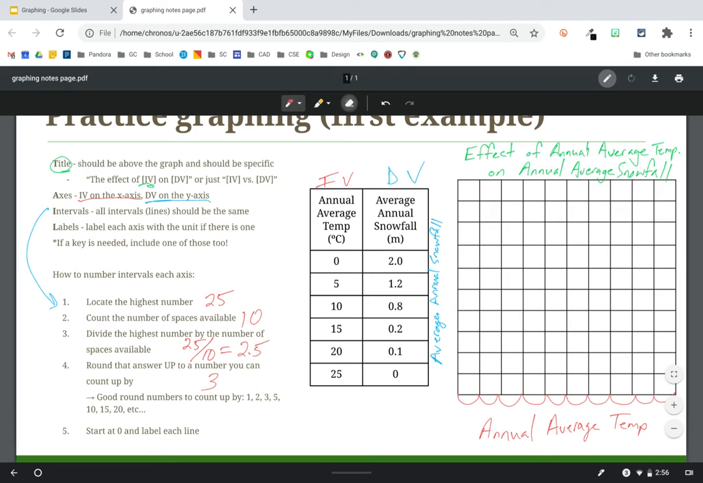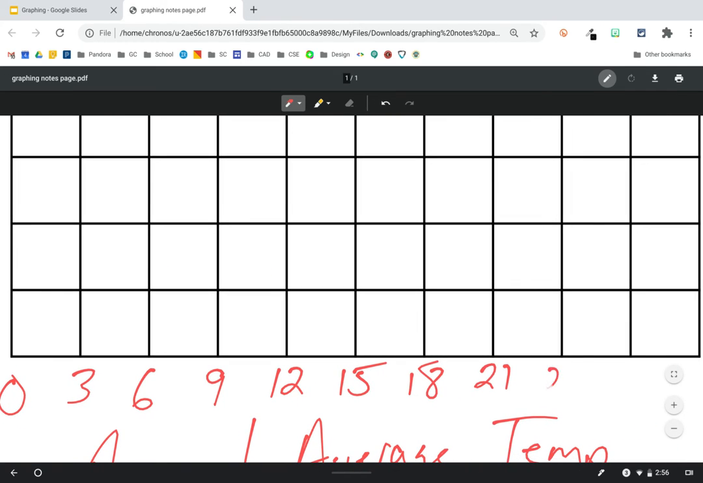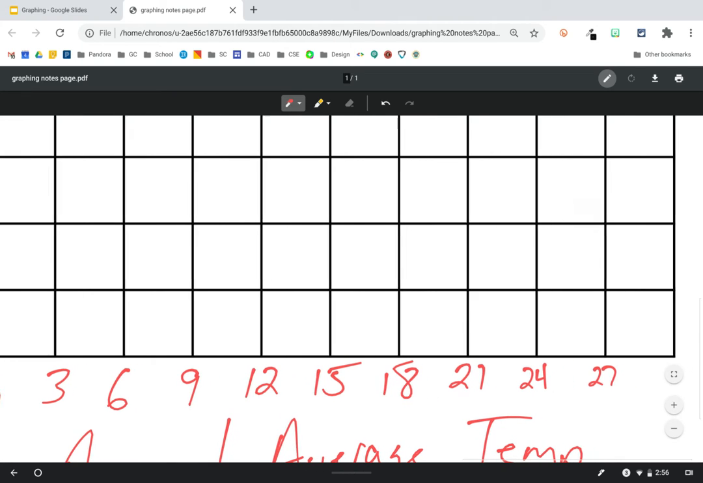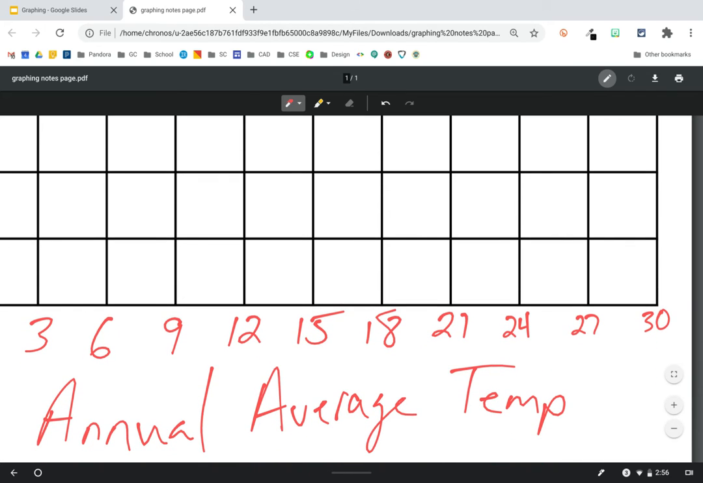Then what we're going to do is start labeling at 0, and that's going to be right on the corner. And then we're going to label every single line going up by this number that we found in the fourth step. So 3, 6, 9, 12, 15, 18, 21, 24, 27, and 30.